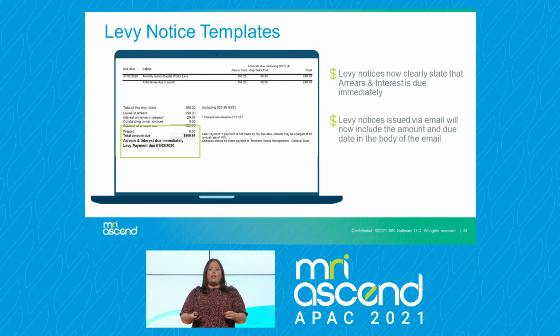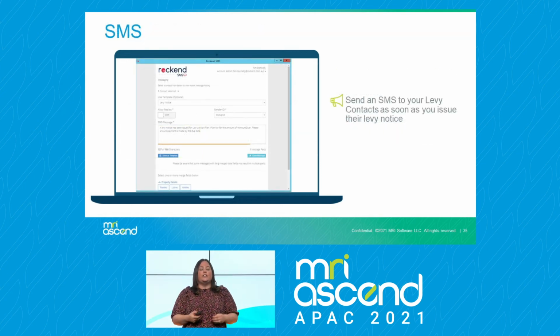And to make things even easier for your owners, when a levy notice is issued via email, the amount and due date will now be included in the body of the email, so they won't even need to open up the levy notice. We've also introduced a great new SMS option for our agencies who are using SMS.